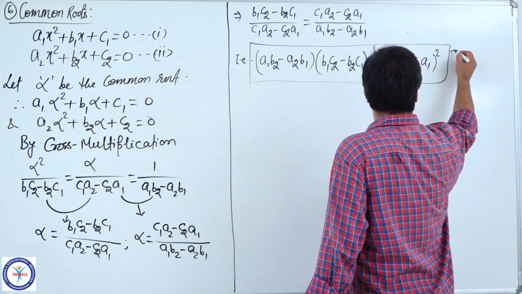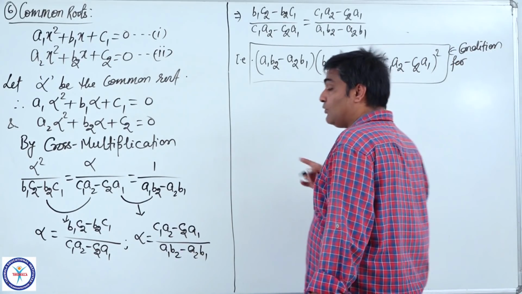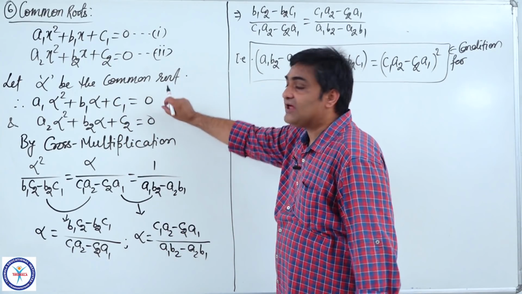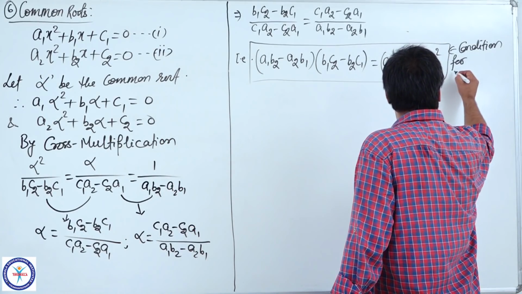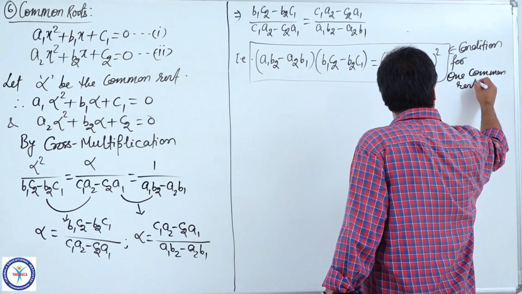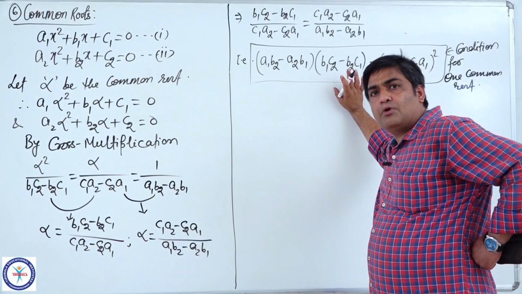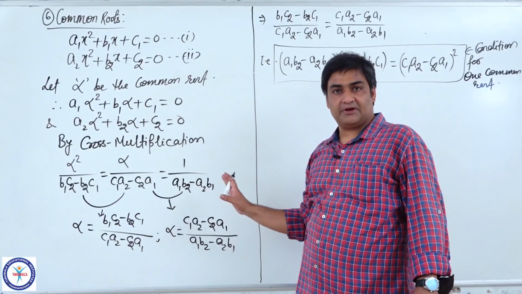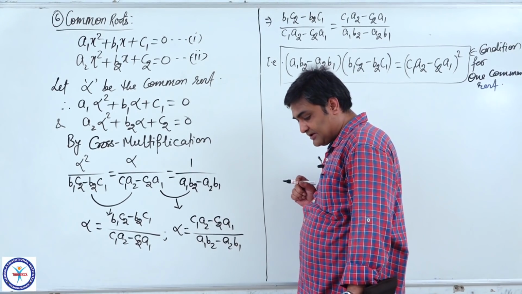This is the condition for what? A common root. We have assumed that the common root is alpha over here. So, condition for one common root. If you do not remember this result, it's okay. But remember this method, how to arrive at this result.